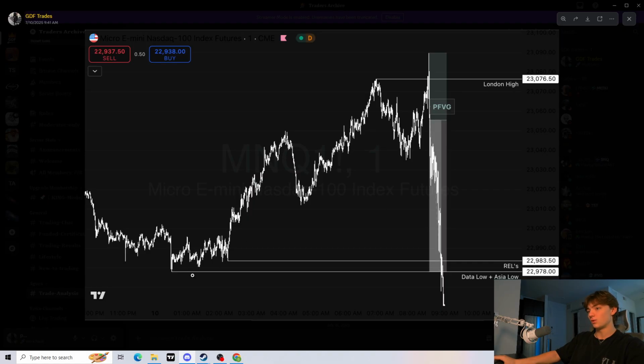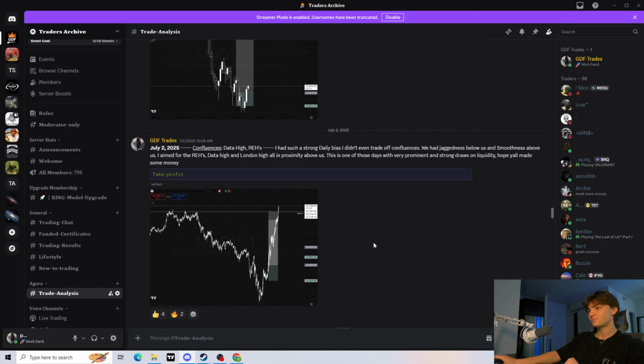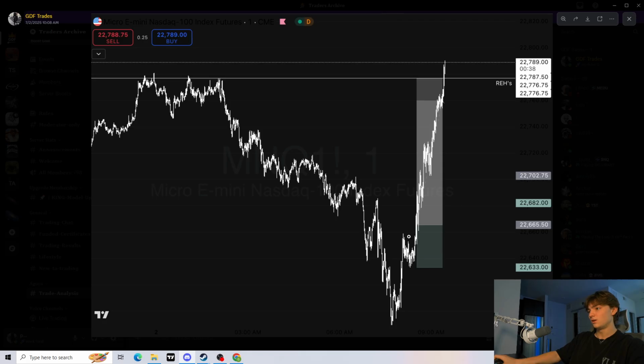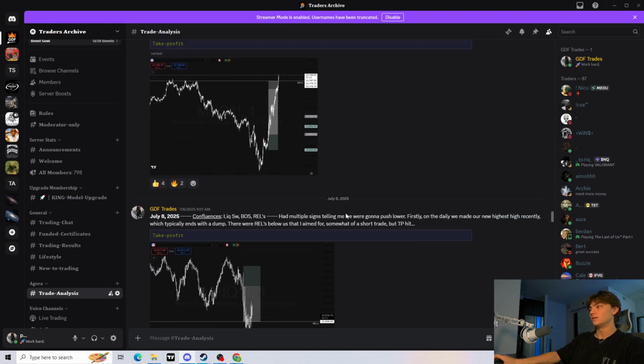Here we see it again, relative equal lows, all lining up with one another, and Judas swing, and then we come all the way down here, take it. Biggest move of the day once again. You'll also see a description of everything that I take. Same thing here. We see all these relative equal highs, smooth price action, and then Judas swing, come all the way up, catch the biggest move of the day.